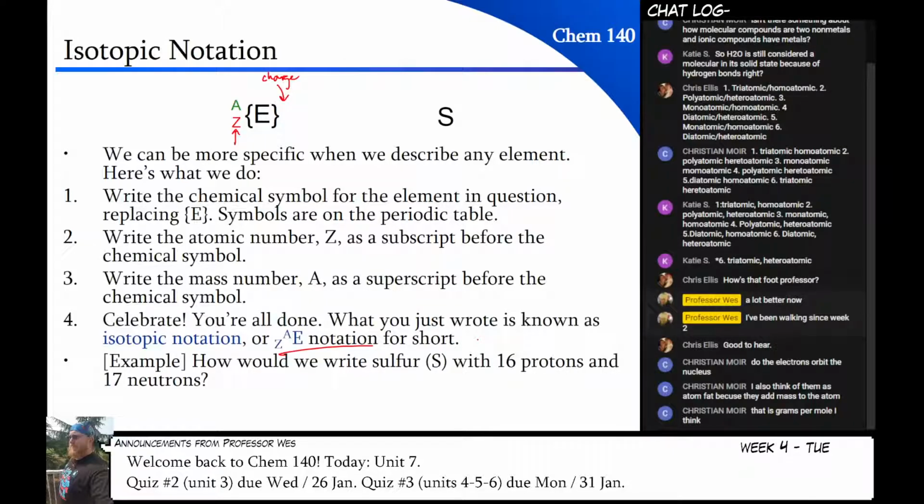Let's do an example. I want to work with a sulfur atom that has 16 protons and 17 neutrons. So what is the atomic number of sulfur? Well, it's the number of protons, so I would write 16 right there. And then it has 16 protons and 17 neutrons. What is the mass number? Well, remember that the mass number is protons plus neutrons, which would be 16 plus 17, which is 33. So we write that up there. And there's our result.